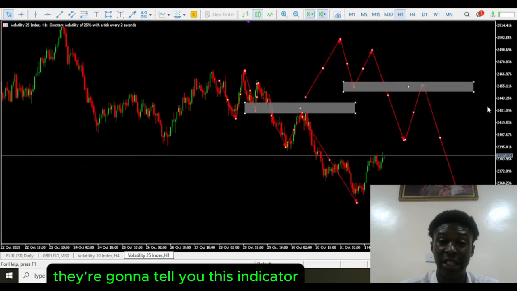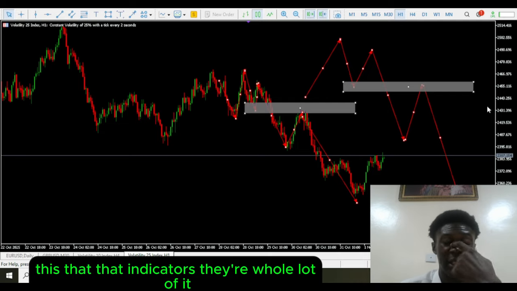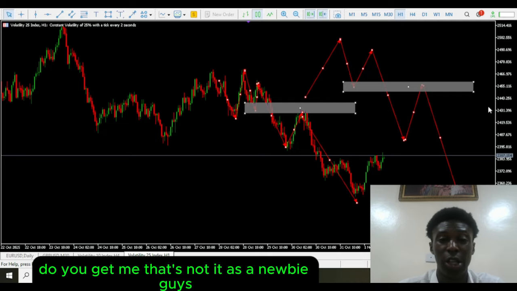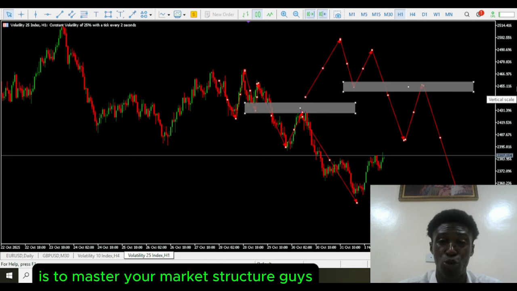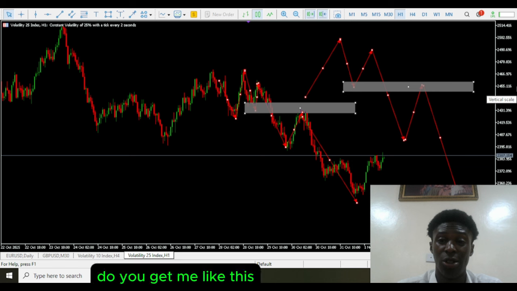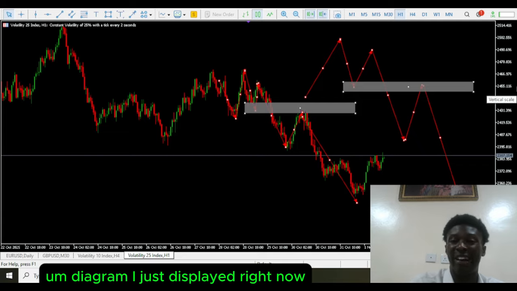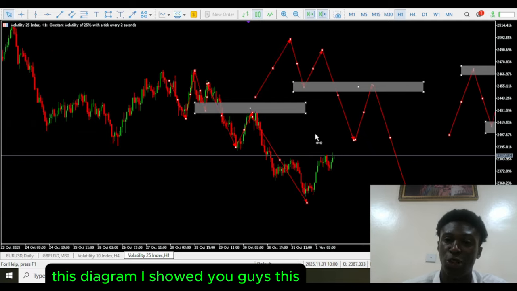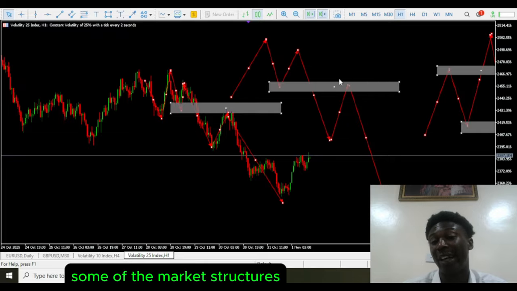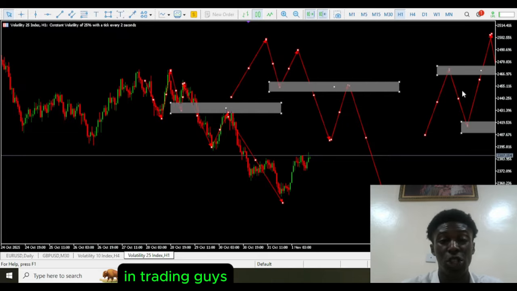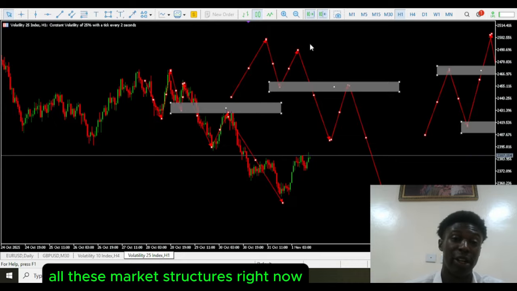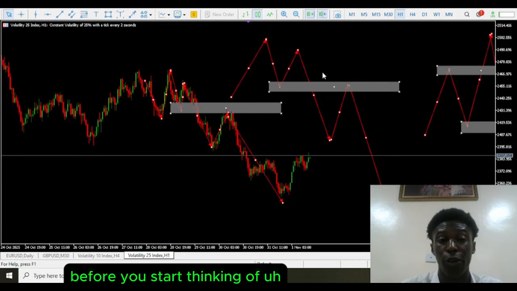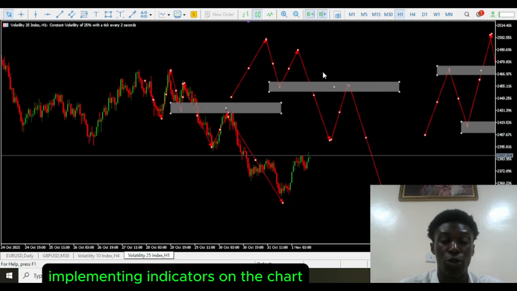They're going to tell you about this indicator, that indicator, there are a whole lot of them. That's not it. As a newbie, when you are new in trading, the first thing you get to start with is to master your market structure. Like this diagram I just displayed, these are some of the market structures that you need to know about in trading. You need to know about all these market structures before you start thinking of implementing indicators on the chart.